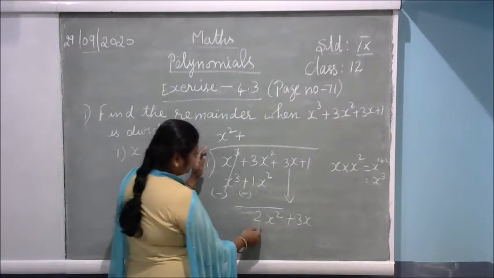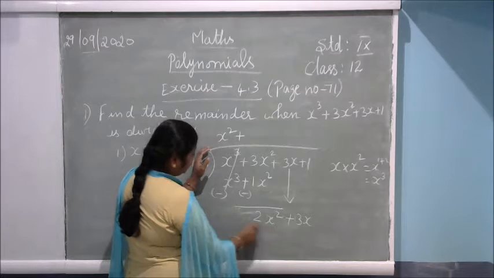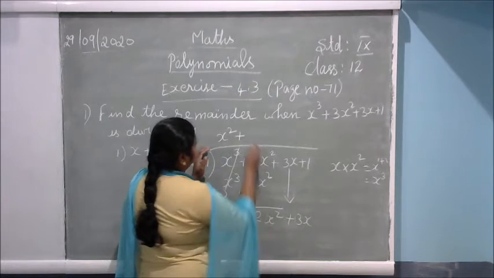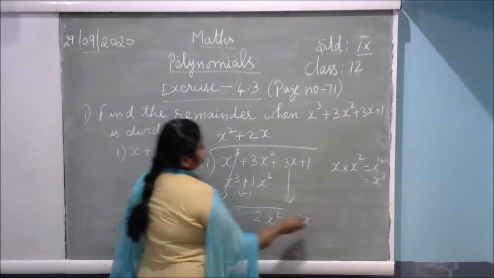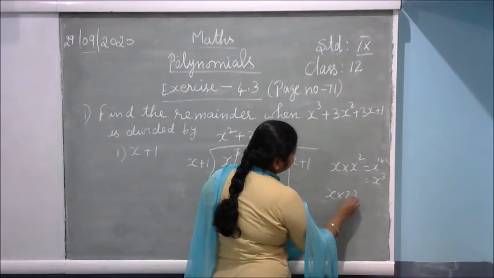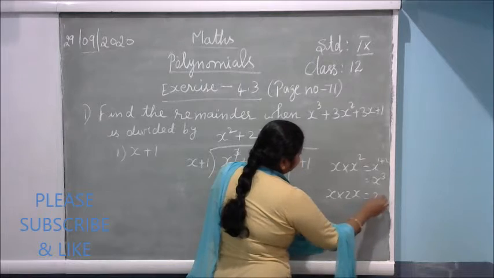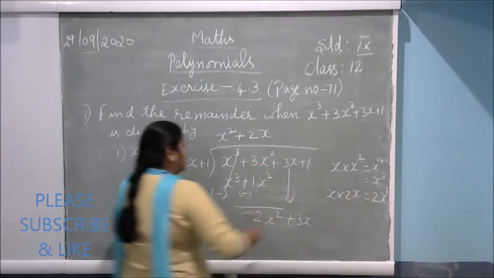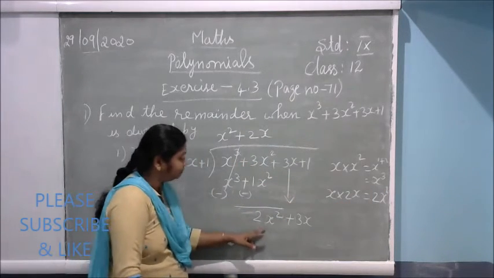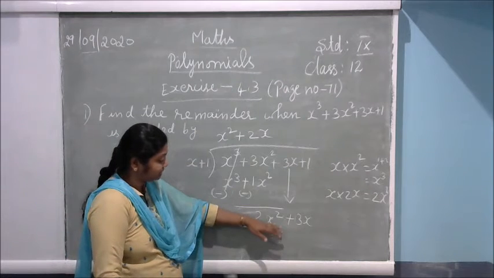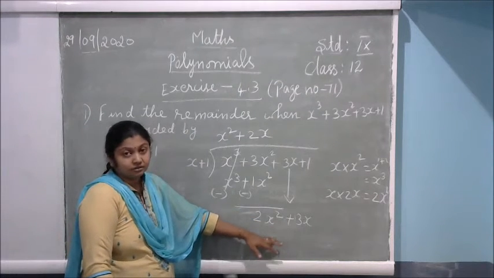Next you need, how much is it? How much do you need? 2x. Okay, so 2x: x into 2x, then only you will get the 1 into 2, x into x square. You should get the same first term, whichever term is coming, the same thing you have to get here.